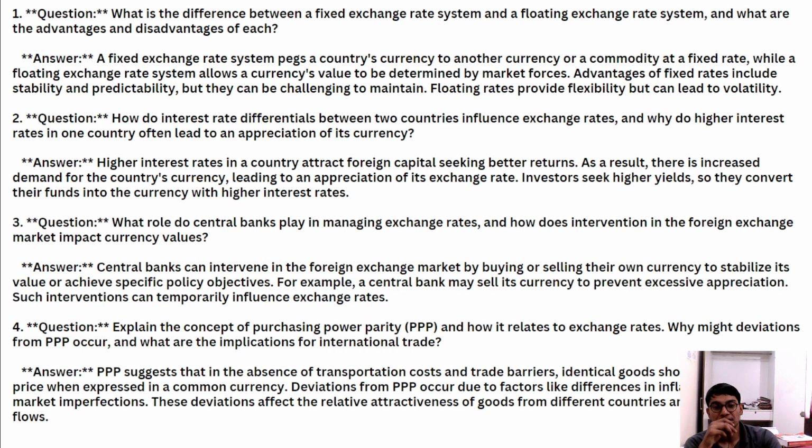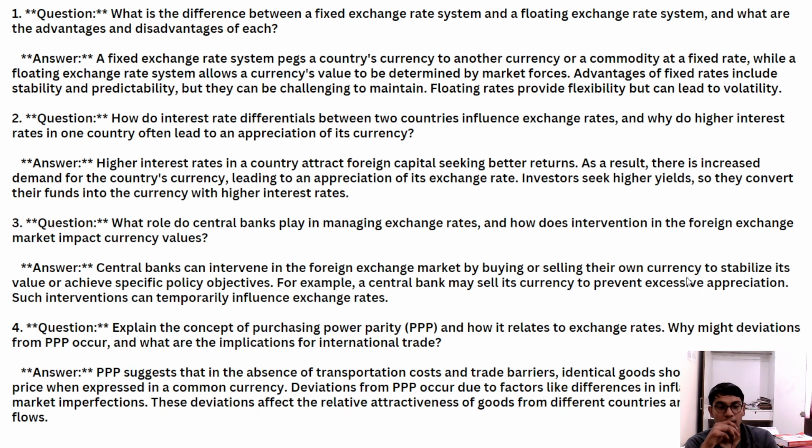Explain the concept of purchasing power parity. How does it relate to the exchange rate? Why might deviations from PPP occur? What are the implications for international trade? PPP suggests that, in the absence of transportation costs and trade barriers, identical goods should have the same price when expressed in a common currency. Deviations from PPP occur due to factors like differences in inflation rates or market imperfections.